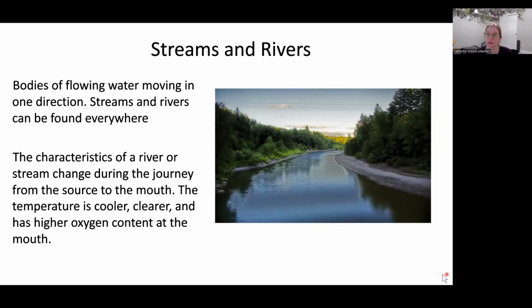Rivers and streams are going to be moving water. They're often connected up to a water source like a glacier, and they're moving toward larger bodies of water. So a stream goes toward a river goes toward the ocean. They can be found everywhere. The interesting characteristics are that at the head of the river, where you have the source of the water, it's cooler, it's clearer, it has a higher oxygen content, and that will change as it goes down and gets bigger and goes toward the ocean.